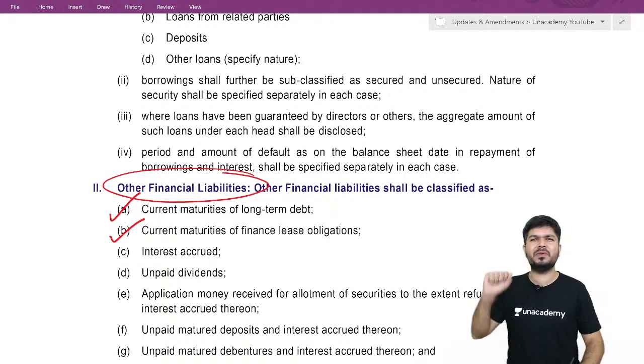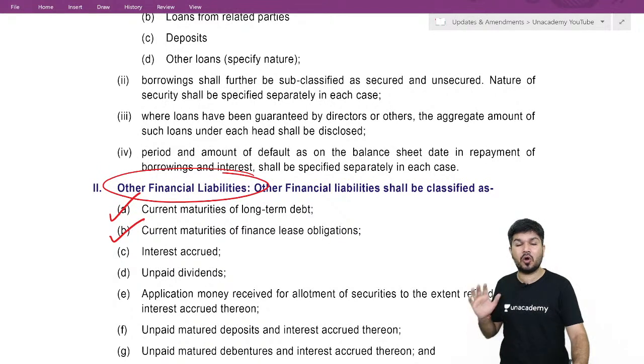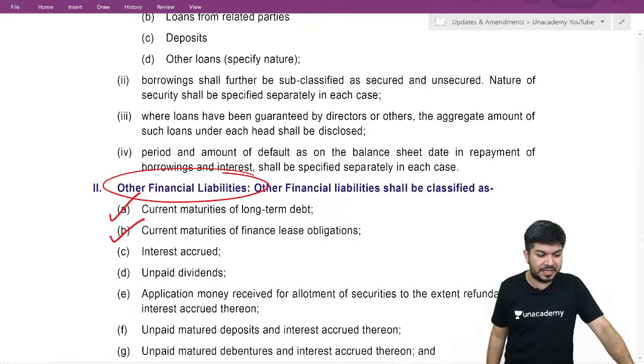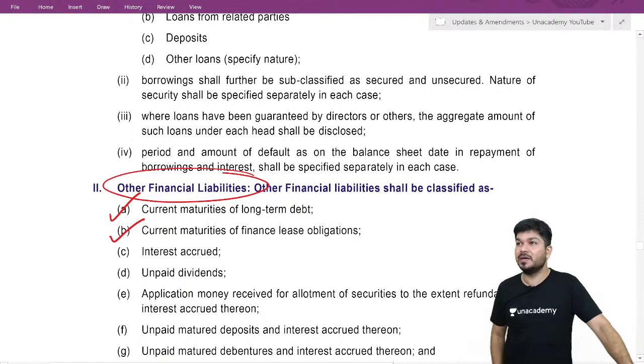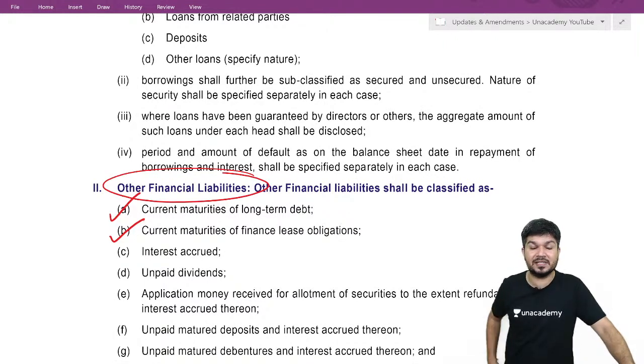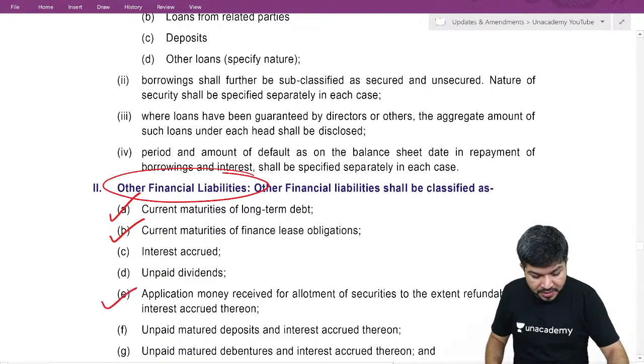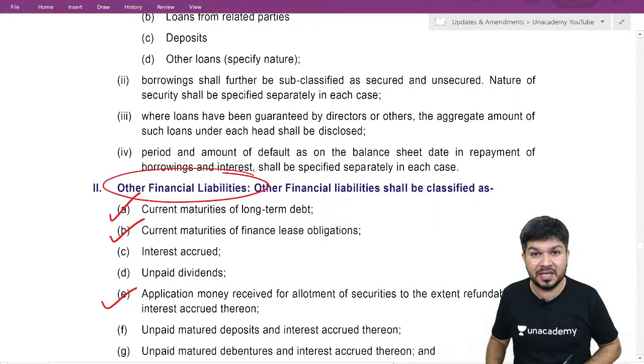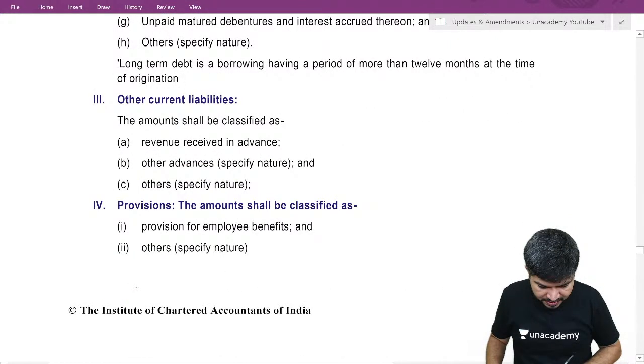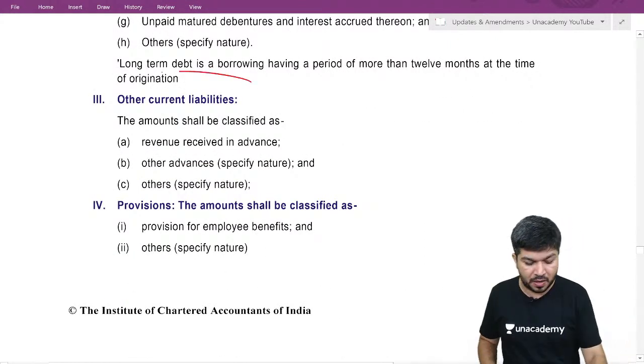Okay, application money received pending allotment normally comes under other equity. But application money received pending allotment which is due for refund, excess application money received, I know I have to refund it, that will come under your other financial liability, under your current liability.